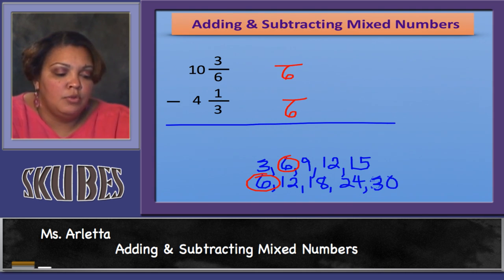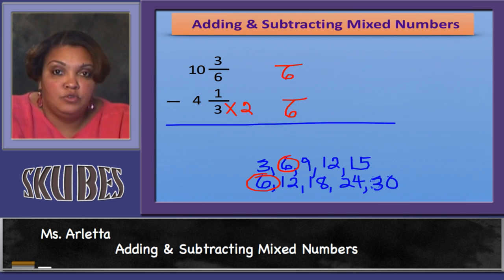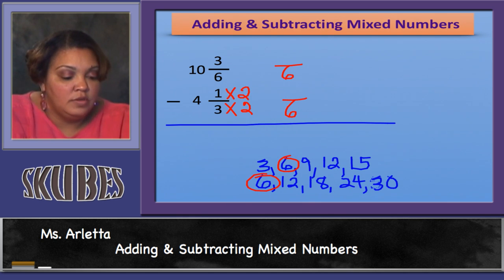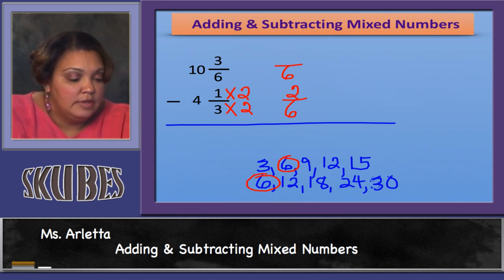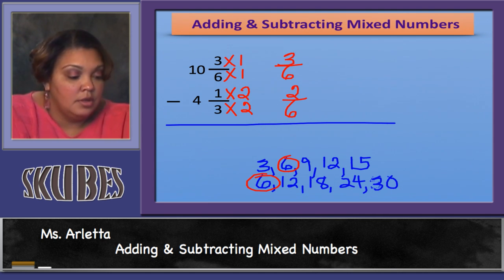3 times what number gives you 6? 3 times 2. And if we multiply 2 on the bottom, we must multiply 2 on the top. 1 times 2 is 2. 6 times what number gives you 6? We all know that's 1. That's a given. 6 times 1 is 6, which means 3 times 1 is 3.